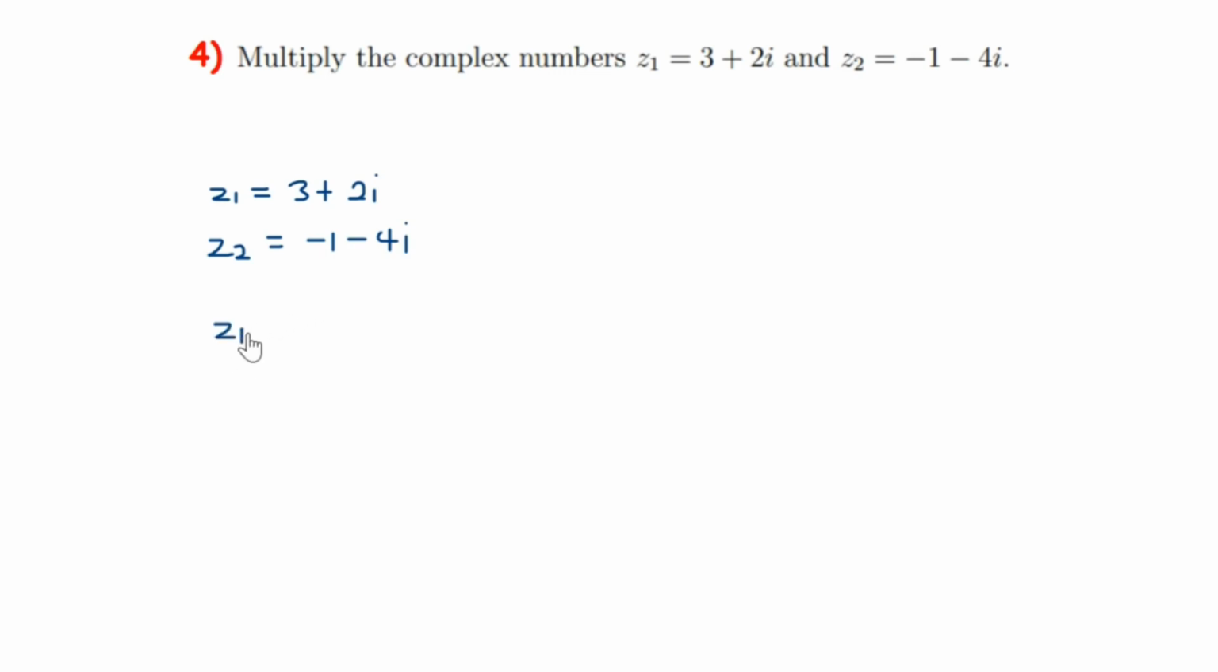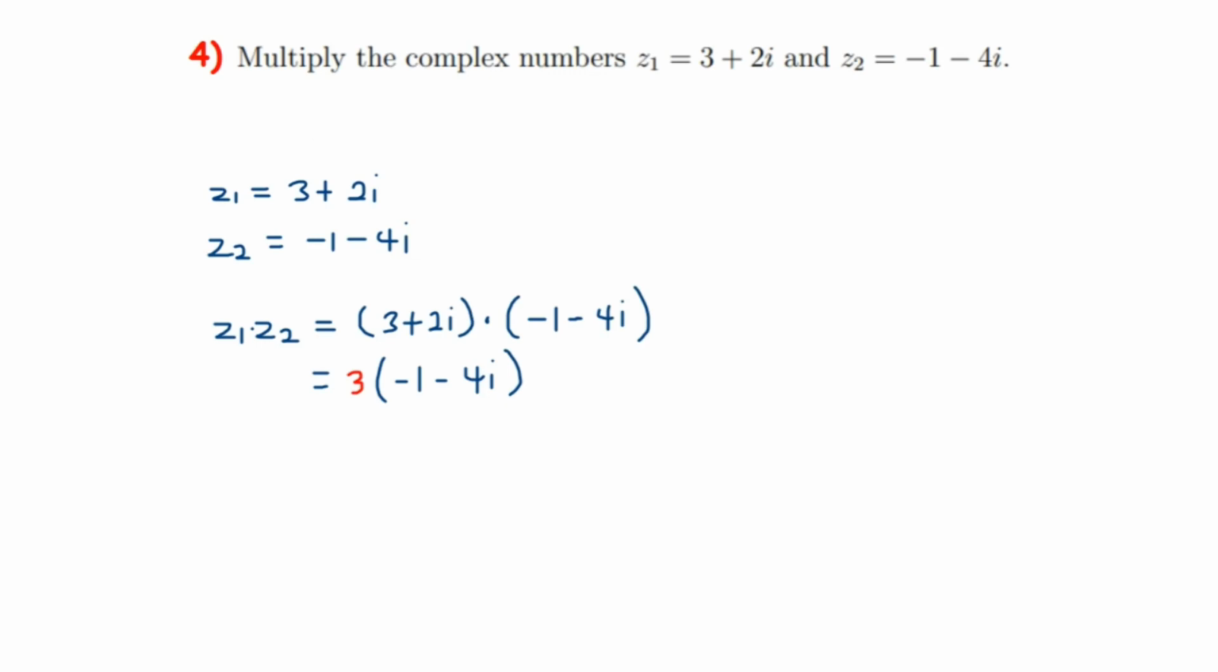So the product of z1 and z2 will be equal to 3 plus 2i, multiplying minus 1 minus 4i. Okay, this is what I have now. So I'm going to expand these two brackets here. So I'll first take this 3 here and then use it to multiply the second bracket. So that'll be 3 multiplying minus 1 minus 4i.